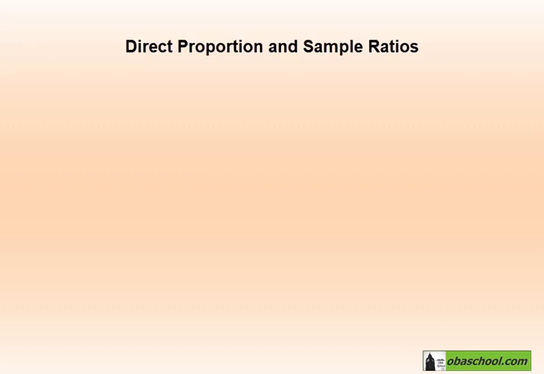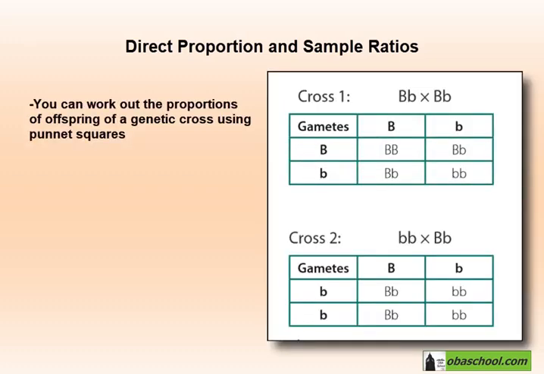Direct proportion and sample ratios. Using Punnett squares, you can work out the proportion of offspring of a genetic cross that you expect to have a particular genotype or phenotype. You can also work out the ratios of one genotype or phenotype to another.